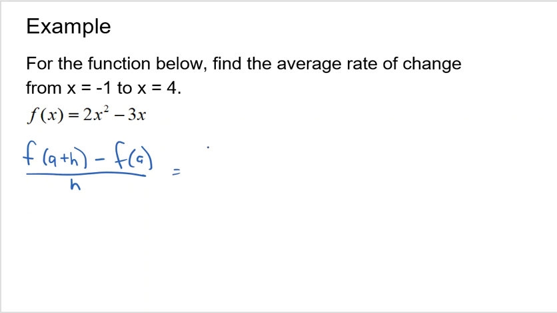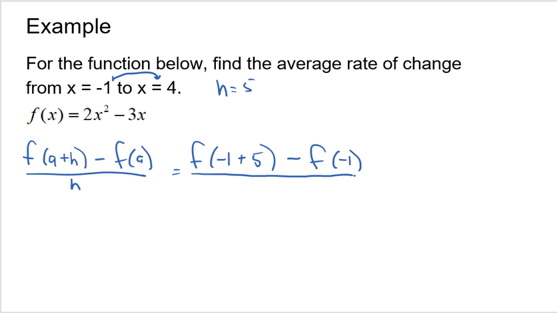So let's see here. A is our beginning point, which is -1. And from -1 to 4, to get from -1 to 4, that's a distance of 5. So that's my h value. My h is that value that I moved from -1 to 4, which is 5. So that's how I get that. Minus f of a. A is, again, the beginning point, -1. All divided by the distance I traveled, again, from -1 to 4, a distance of 5. That's the h value. So again, -1 plus 5 is 4. So we get f of 4 minus f of -1, all divided by 5.